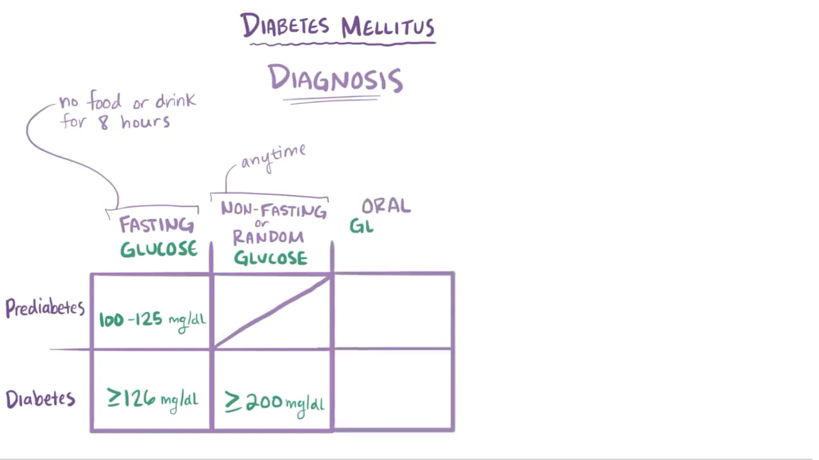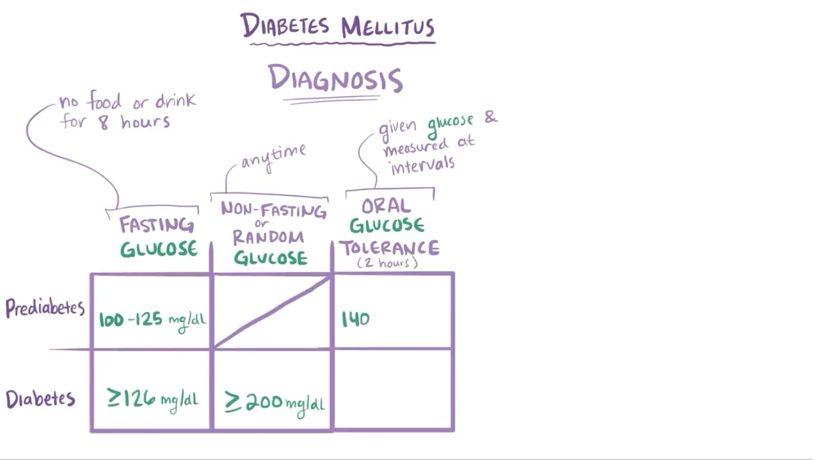Another test is called an oral glucose tolerance test, where a person is given glucose, and then blood samples are taken at time intervals to figure out how well it's being cleared from the blood, the most important interval being 2 hours later. Levels of 140 milligrams per deciliter to 199 milligrams per deciliter indicate prediabetes, and 200 or above indicates diabetes.